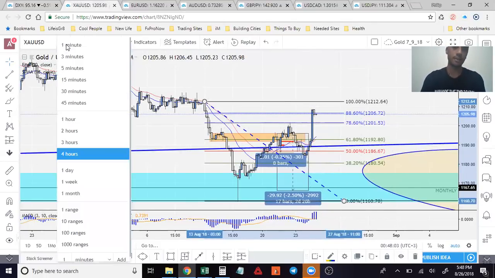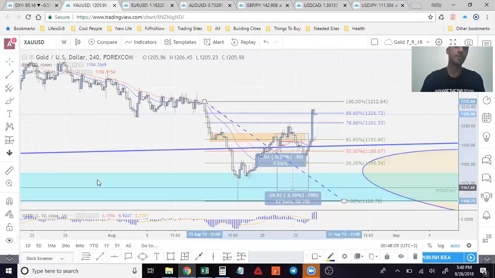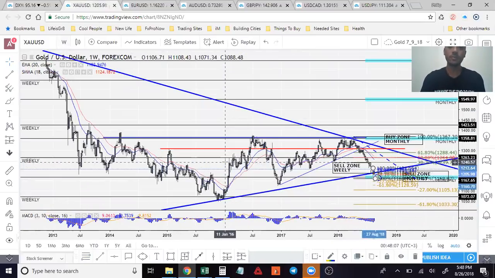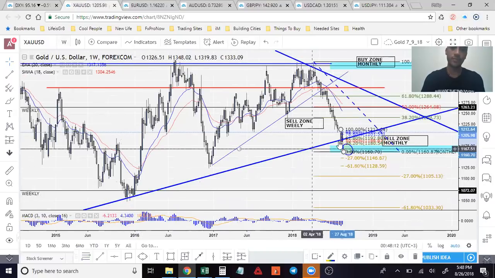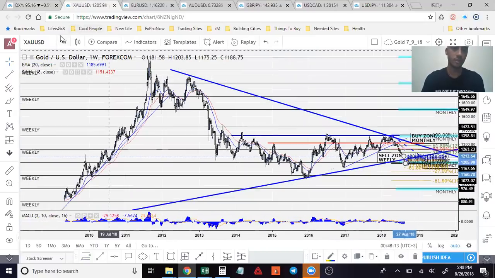So let's look on the higher time frame, see how this is looking. We'll go look at the weekly. So based upon this weekly, we see this major trend line that was formed, and I'm pretty sure this is on the monthly.